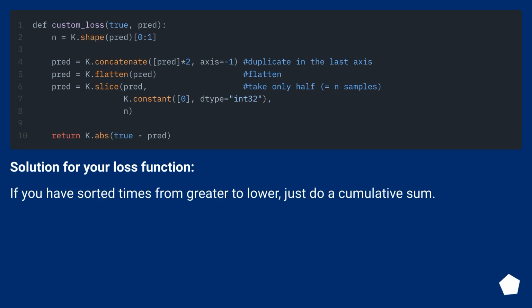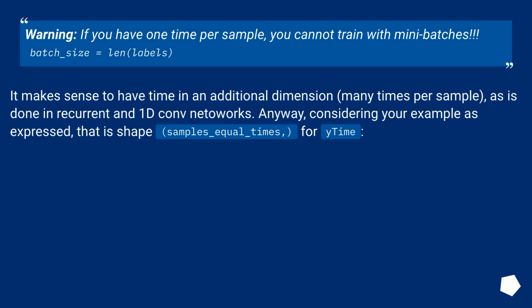Solution for your loss function. If you have sorted times from greater to lower, just do a cumulative sum. Warning: if you have one time per sample, you cannot train with mini batches. Batch size equals len labels. It makes sense to have time in an additional dimension, many times per sample, as is done in recurrent and 1D conv networks. Anyway, considering your example as expressed, that is shape samples equal times, for y, time.